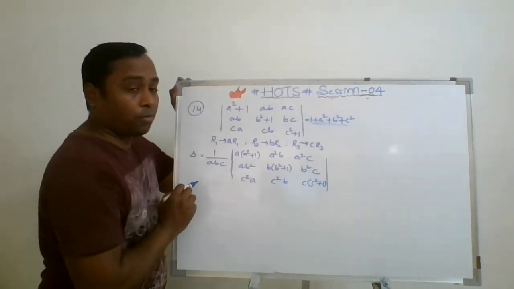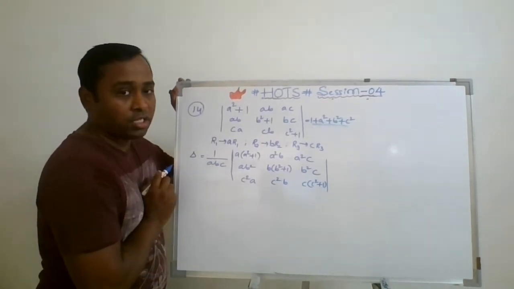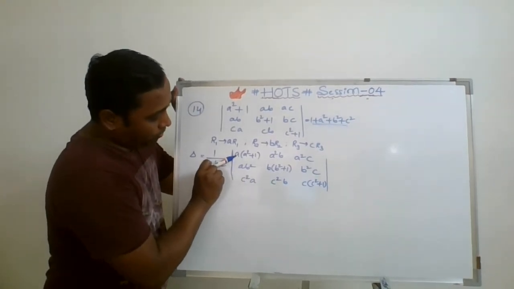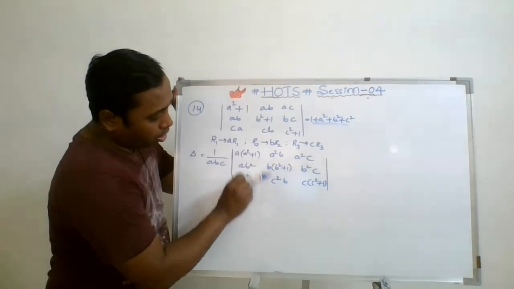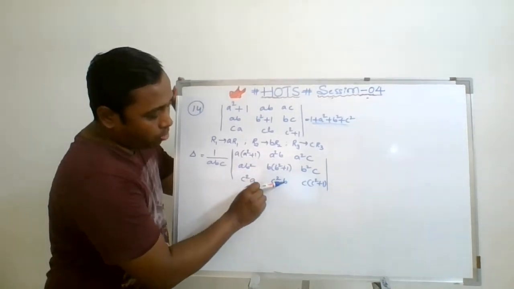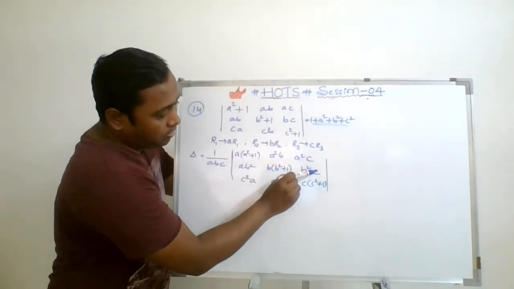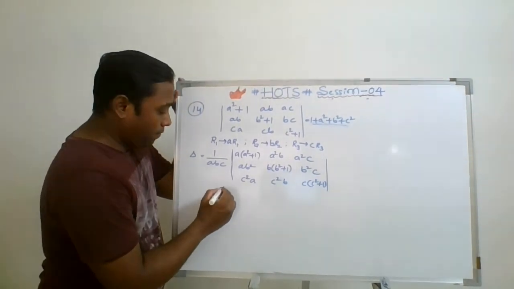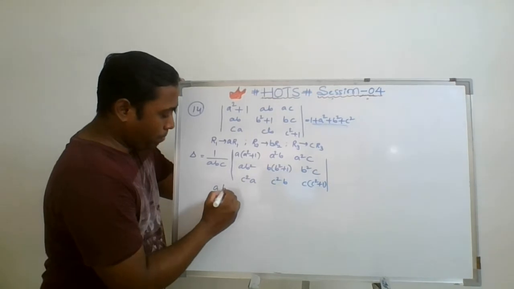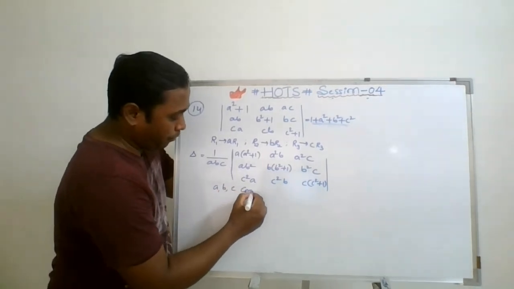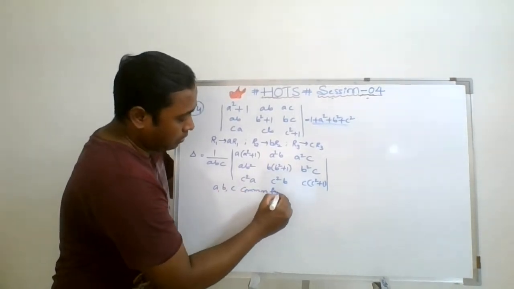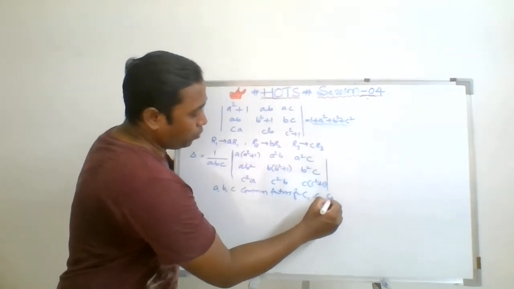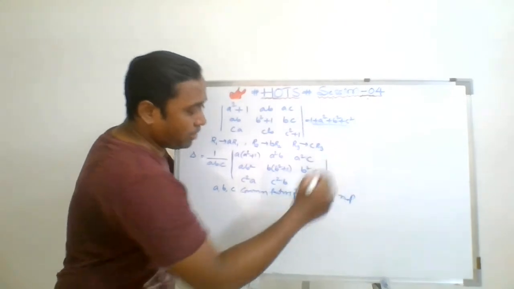Just think how logically this question is framed. From column 1, I can take A as a common factor. From column 2, I can take B as a common factor. From column 3, C as a common factor. I am taking A, B, C as common factors from C1, C2, C3 respectively.